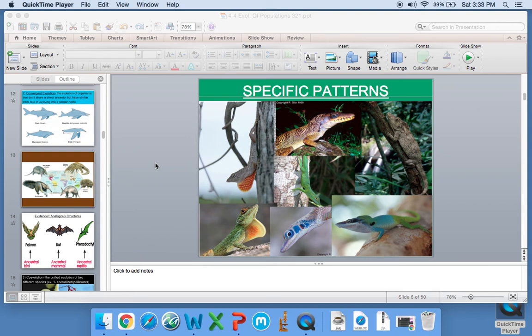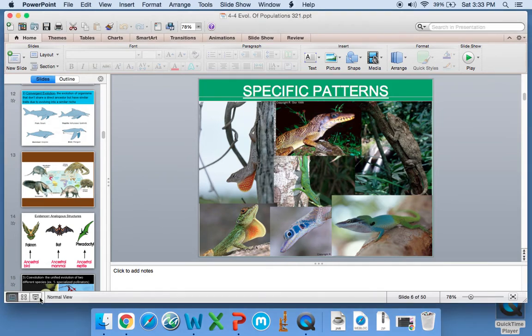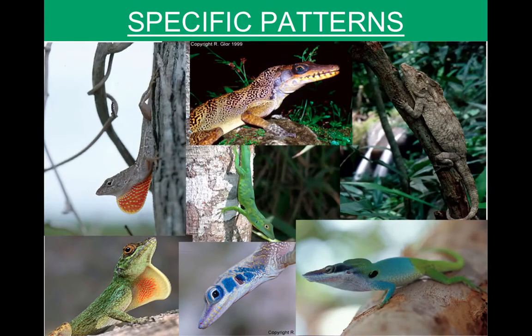Okay, so let's start here with looking at smaller, narrower, more specific patterns of evolution. What we see here are a bunch of anoles, which are a type of lizard. One thing they have in common, I think, is this bone that comes out and creates this frill, which they probably evolved for attracting mates, I think is the primary reason. And here you can see a bunch of different types of anoles.